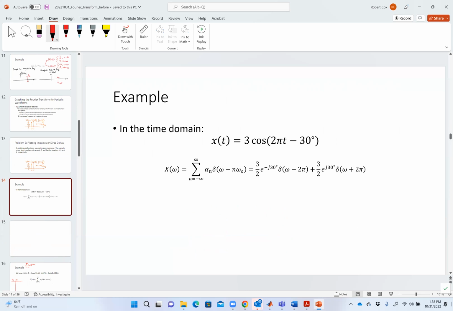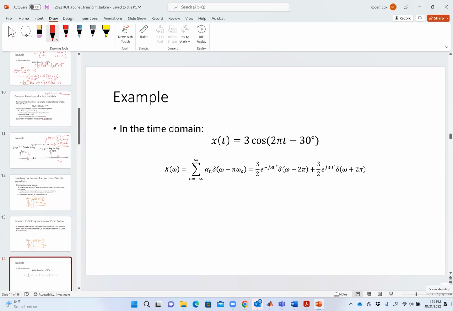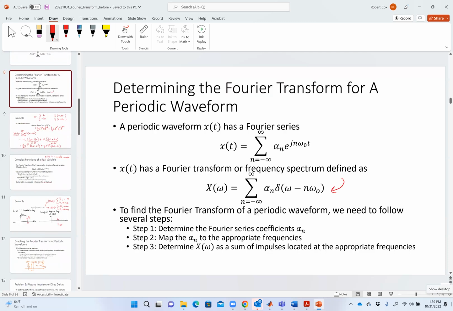Now we've got to think for ourselves. What would this graph look like? How would I graph this particular thing? I've got two graphs to make. We said there were 3 steps in our process: I determine the Fourier series coefficients, then I map those to the right frequencies, and then I determine x of omega as the sum of impulses located at the right locations. So we've done all that.